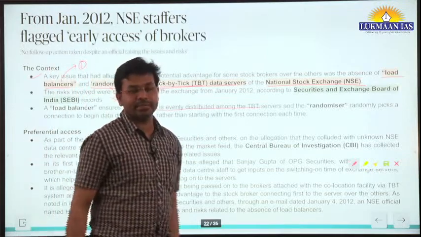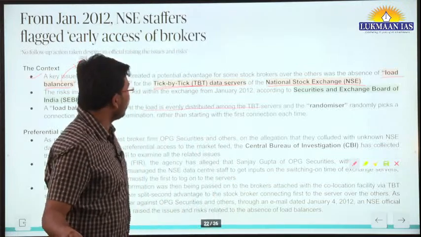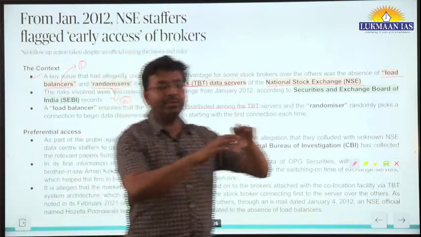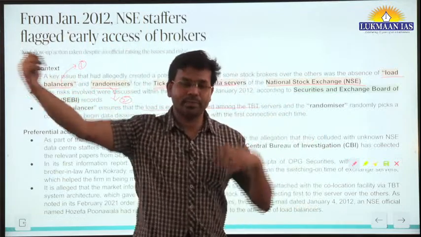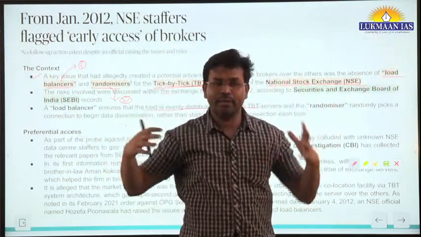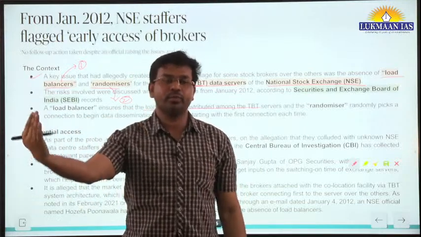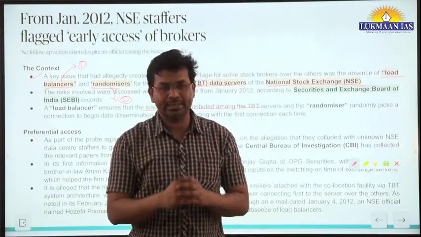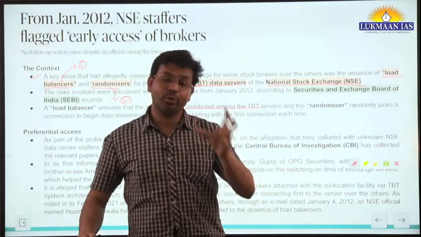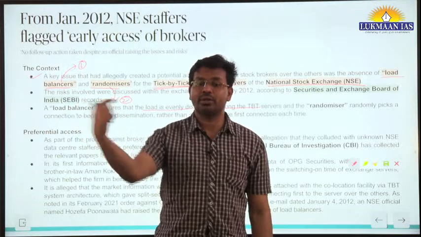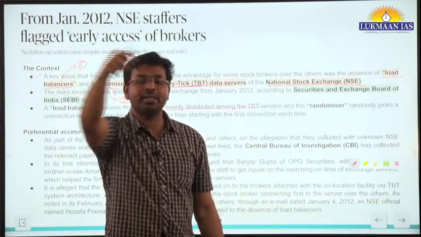So the tick by tick data server used by the National Stock Exchange lacked two things, a load balancer and a randomizer. A load balancer ensures that loads are evenly distributed. For example, there is a server, and there are requests from here, from there, from there. The load balancer makes sure that all the regions get equal attention and get information for the requests they generate. If you have load balancers, information will be evenly distributed, so everybody will be able to access the information at the same time. But if there is no load balancer, the person who generates the request first will get the information, and the tick by tick server will keep on serving. The other people will be delayed.